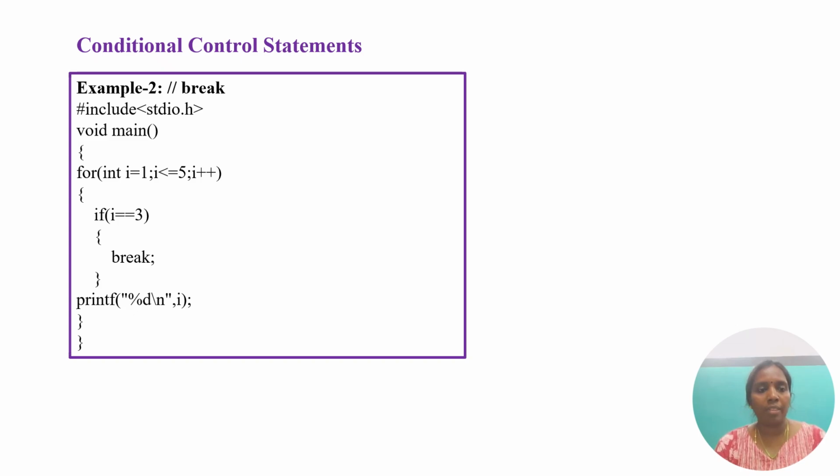So this is one of the examples for the break statement. Here we have given the value as i equal to 3 and then break. So still 1 and 2 are executed. When it reaches 3, the remaining values are not executed, that is 3, 4 and 5.